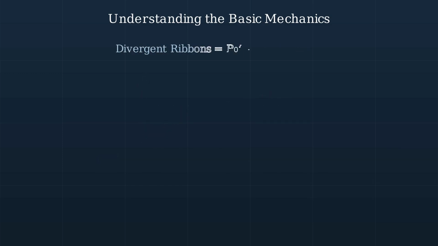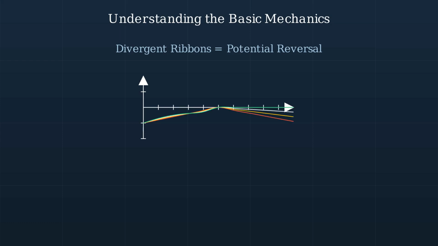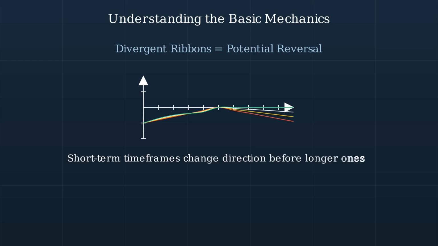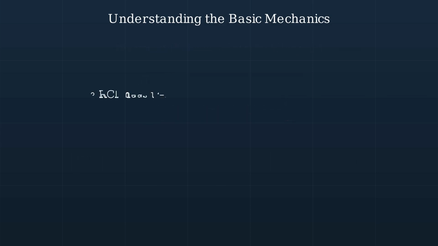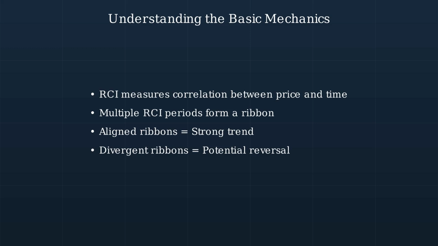When the ribbon lines begin to diverge, it can indicate a potential weakening of the trend or an upcoming reversal point. Notice how the shorter-term periods, shown in red and gold, change direction first, while the longer-term periods, in white and green, lag behind. To summarize, the RCI ribbon indicator helps traders visualize trend strength and potential reversals by displaying multiple timeframes of the Rank Correlation Index.